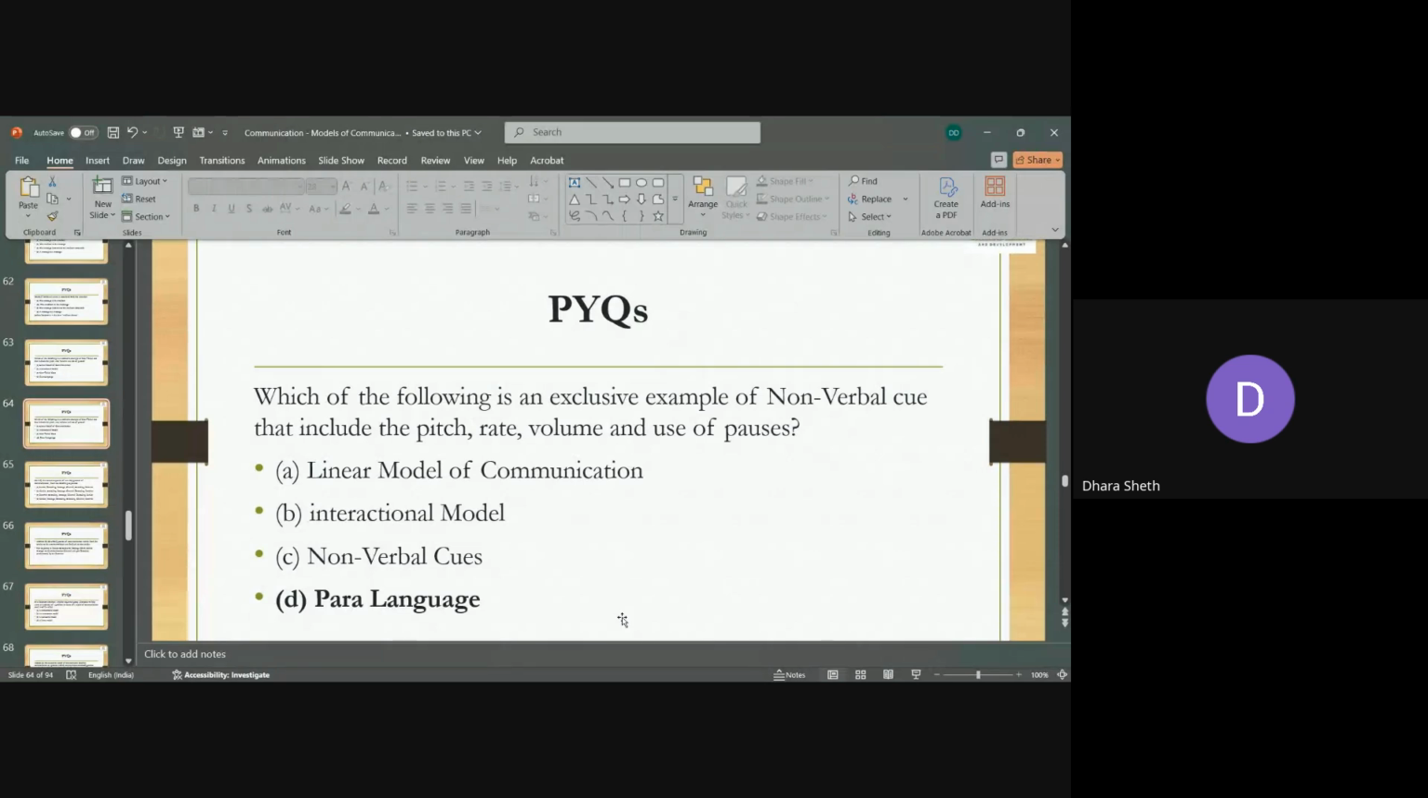That's the types of communication. So please remember, pitch, rate, volume, and use of pauses is called paralanguage. I guess I pasted the question in the wrong PPT. Sorry, my mistake.